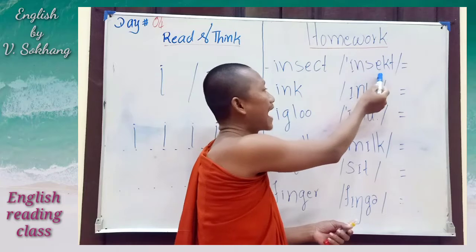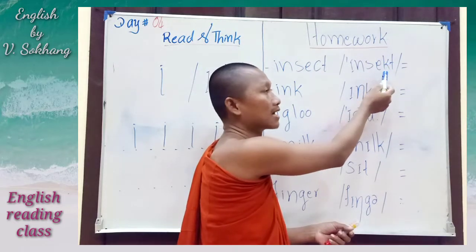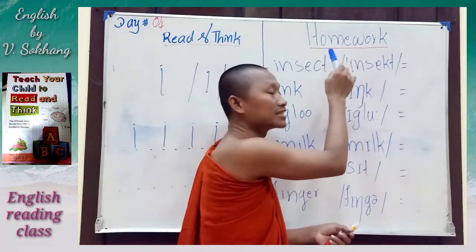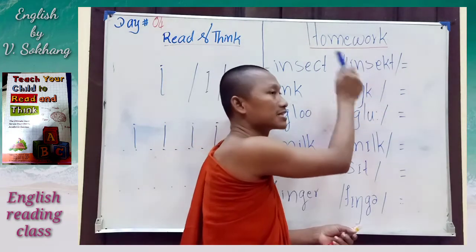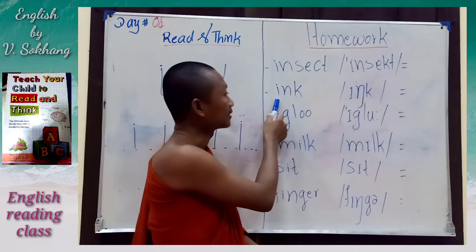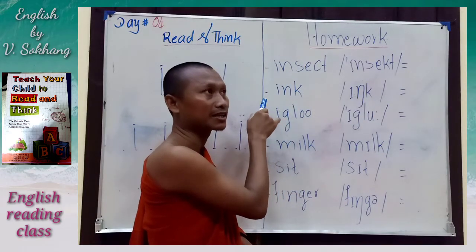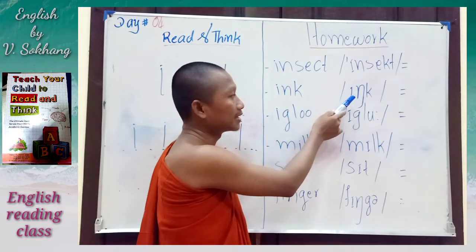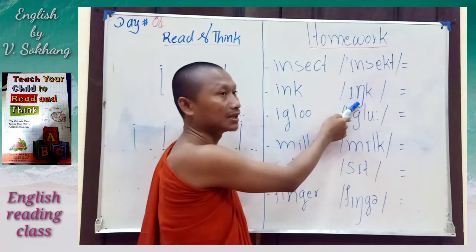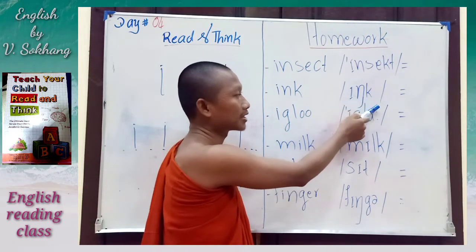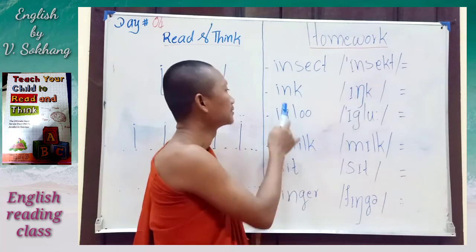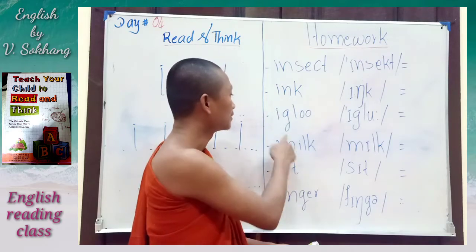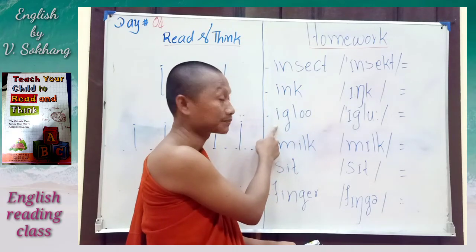In, sacked, insect, here, okay, ink, ink, ink. The two syllable. Okay, how do we read this word?